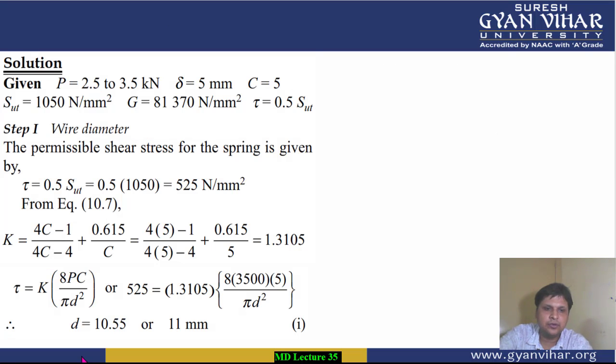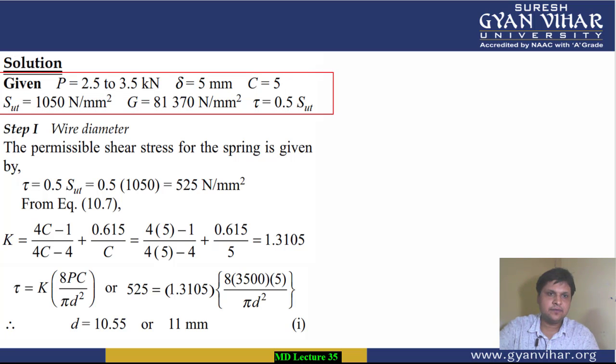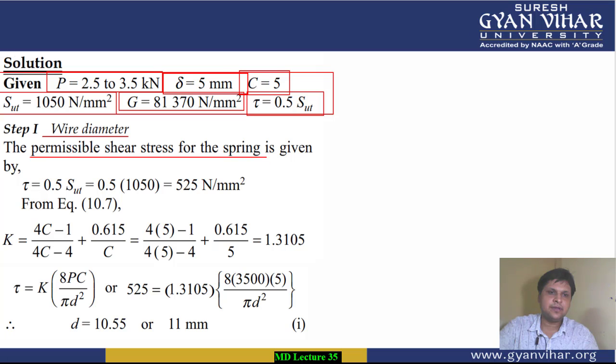So let's move into the solution now. First of all, we will list out all the values which are given in the numerical. Load we have been given as 2.5 to 3.5 kilonewton. Then deflection, delta 5 mm, spring index 5, ultimate tensile strength, modulus of rigidity G, and tau value is also given to us. So first step is to calculate the wire diameter. The permissible shear stress for the spring is given as tau equal to 0.5 of ultimate tensile strength. This formula we already know, and it is also given in the numerical.